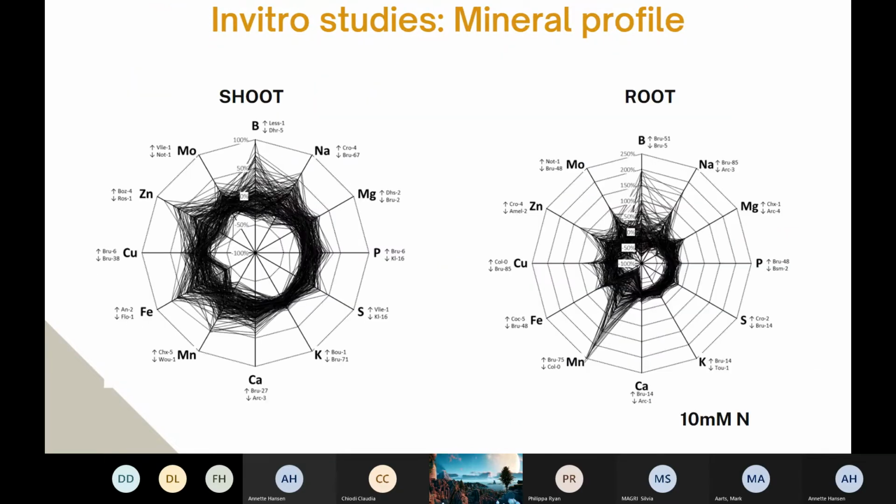Similarly, we also noticed a change in the mineral profiles, which made us curious to look into the mineral profiles in depth further, which I will be showing in the next slide.